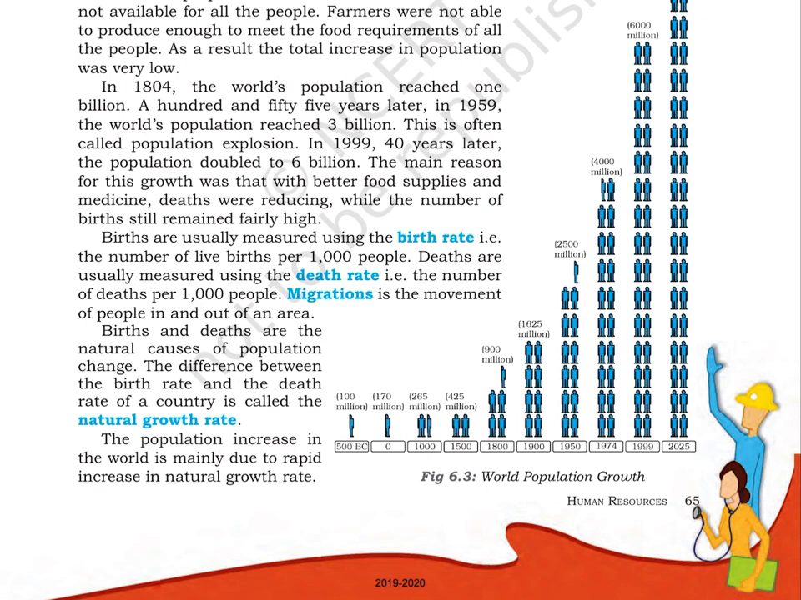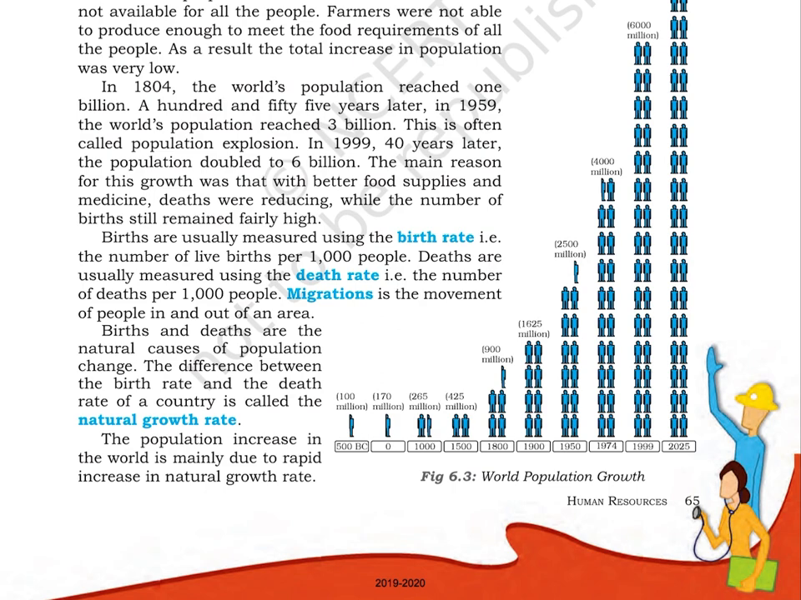Page number 66. On page number 66, a balance of population has been given in figure 6.4. This figure has 3 diagrams in it. All the diagrams have a balance beam in them. The first diagram depicts how population increases. In this diagram, the birth rate is more than the death rate and hence population increases.